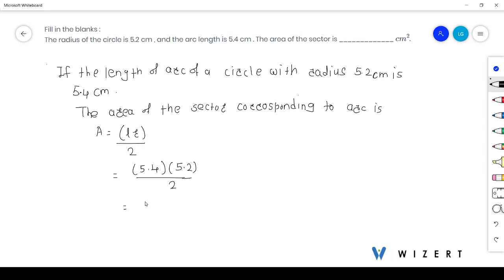After solving this, we get 14.04 square centimeters. Hence, area of the sector is 14.04 square centimeters.